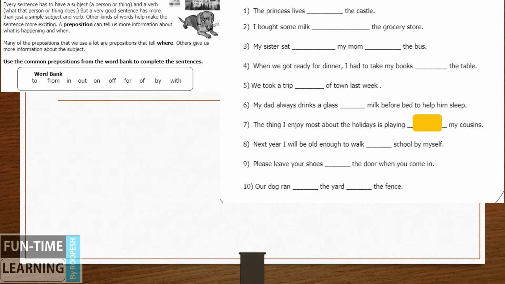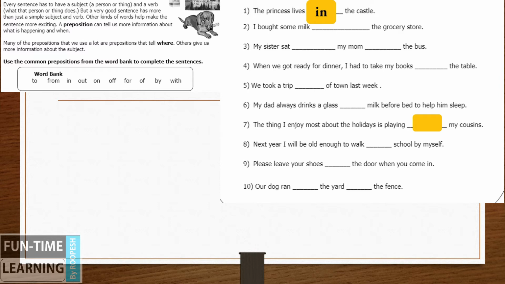We have learned that a preposition can tell us more information about what is happening and when. So let us take the first example. The princess lives dash the castle. Princess എവിടെയാണ് താമസിക്കുന്നത് എന്നുള്ളതാണ് പറയുന്നത്. In the castle is correct here.